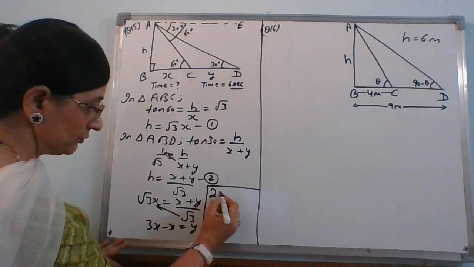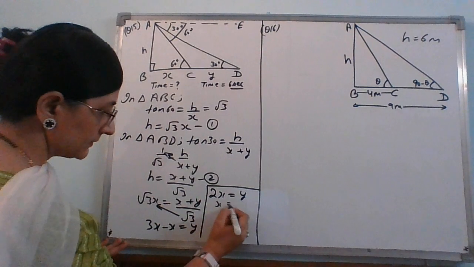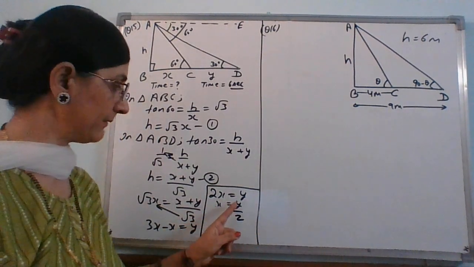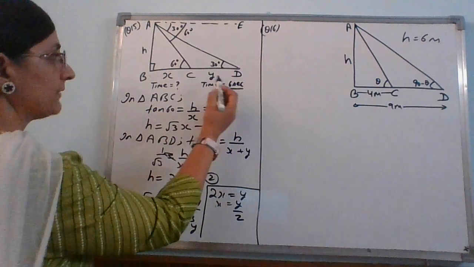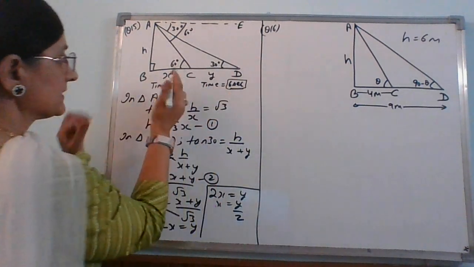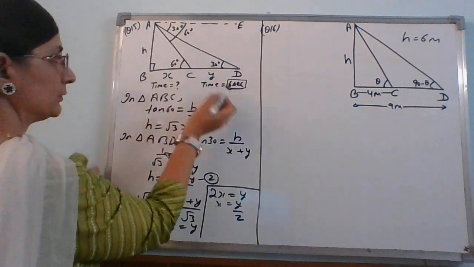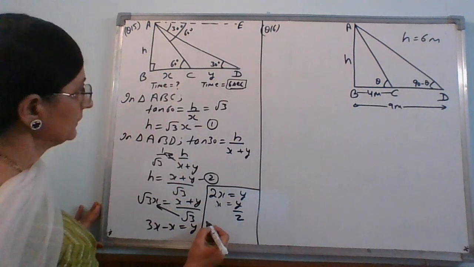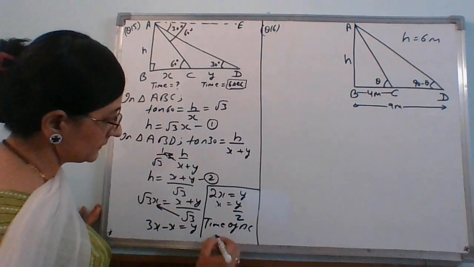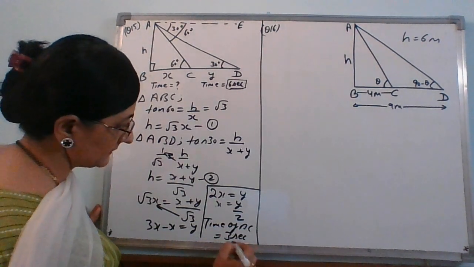So now here it is 2x, so 2x is equal to y and x is equal to y by 2, which means the x distance is half of y. So if the time for y is 6 seconds, this distance is its half, so the time should also be half. So time of BC is equal to 3 seconds, right?